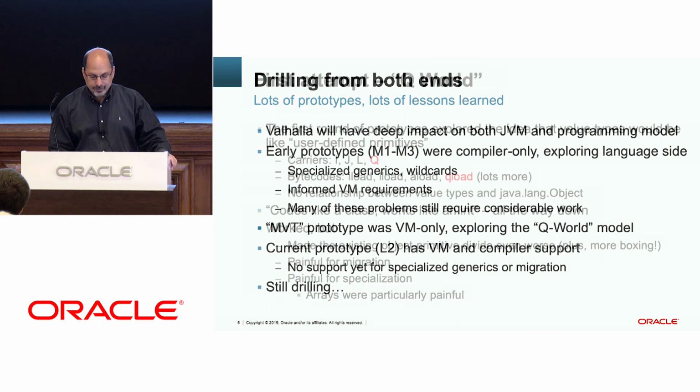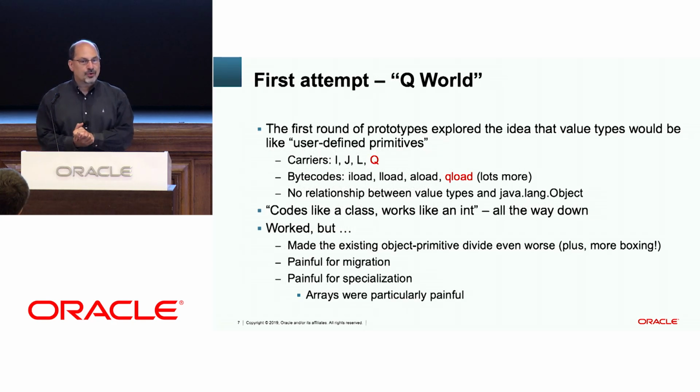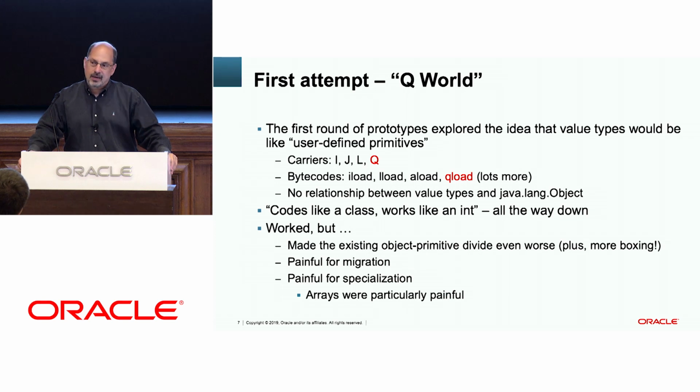So to characterize what we unveiled last year, that didn't work, and we suspected it wouldn't work, but it was the easy first prototype to do, was what we were calling L-World, which is to say, the hypothesis was, imagine that value types are basically like programmable primitives. So if you look at the way the JVM treats data types, we have a carrier type for each primitive, I for int, J for long, L for oop. And we said, all right, let's have a new carrier. We called it Q for no good reason. And that'll be the carrier for value types.